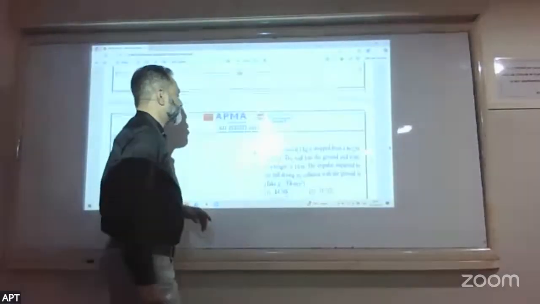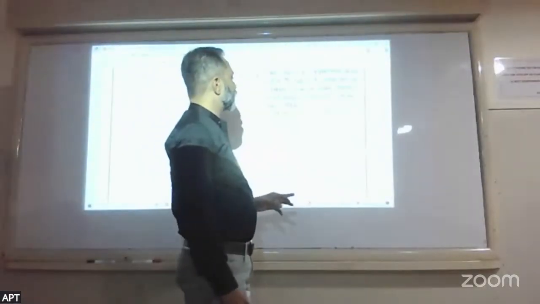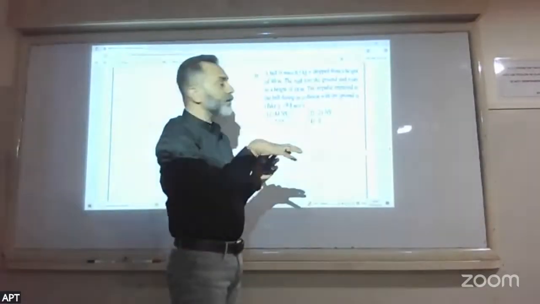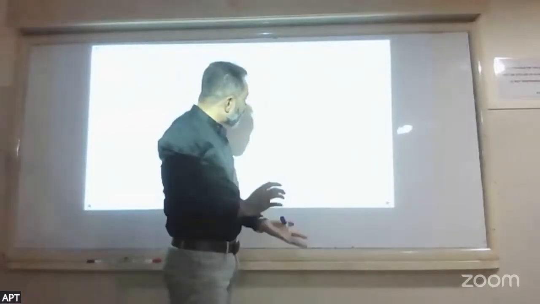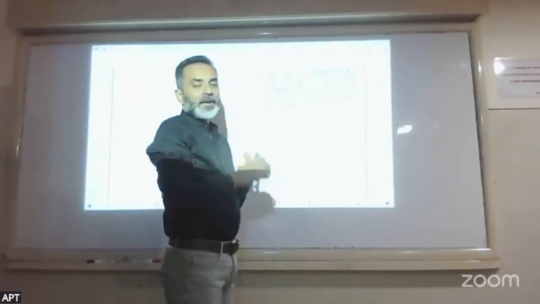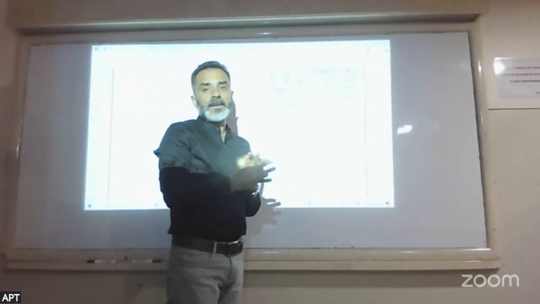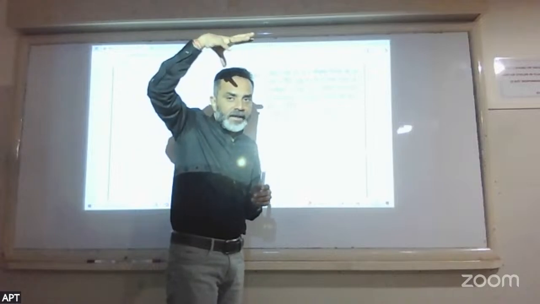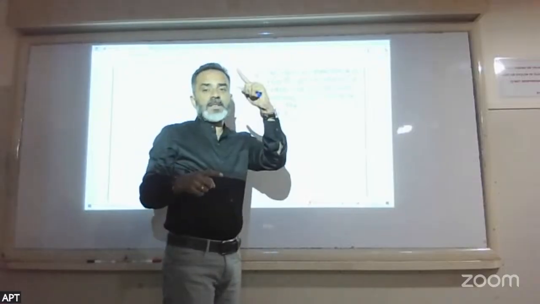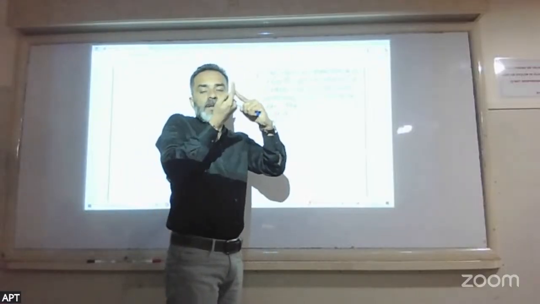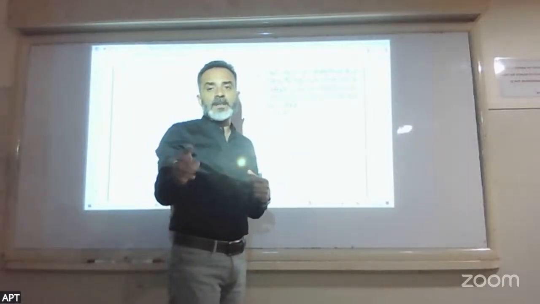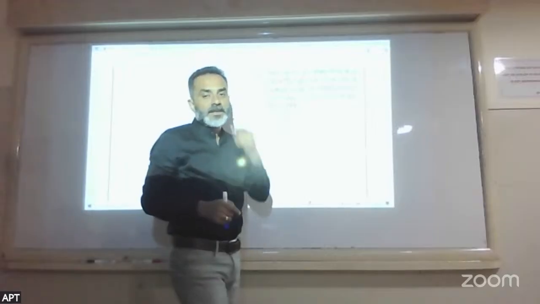Next. Question number 31. Question says a ball of mass 0.5 kg is dropped from height of 40 meter. The ball hits the ground, rises to a height of 10 meter. The impulse imparted to the ball during this collision. I know impulse is what? Change in momentum. So when you drop a ball from certain height, I can calculate the velocity at the ground. When it rises to certain height, with what velocity it must be coming up, I can calculate that. By knowing two velocities, you know the mass, I can calculate change in momentum, and impulse here is numerically same as change in momentum.